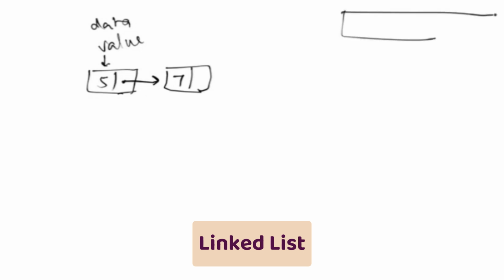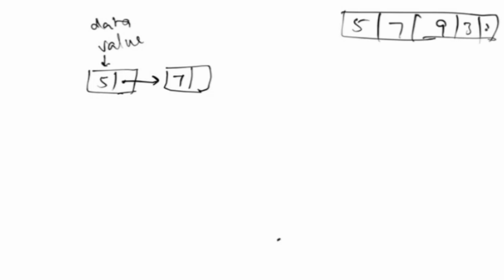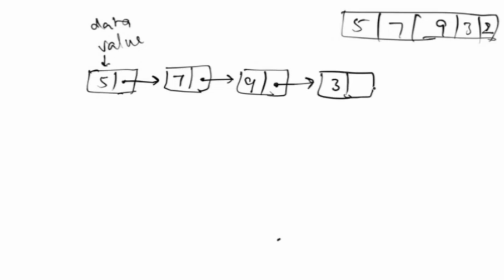So we have an array of 5 elements. This is 5, 7, 9, 3, 2. If we have a linked list of 5 elements, then what we do is we store 5, and then 5 will store the address of 7. Then 7 will store the address of the next element whose value is 9, and 9 will store the address of the next element whose value is 3, and 3 will store the address of the next element whose value is 2, because 2 is the last element, so next of 2 will be null. Does it make sense?